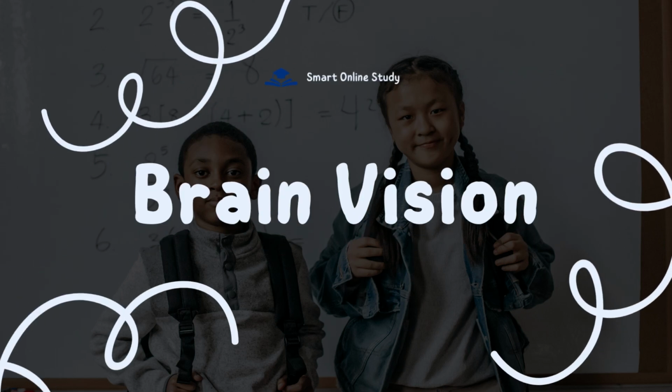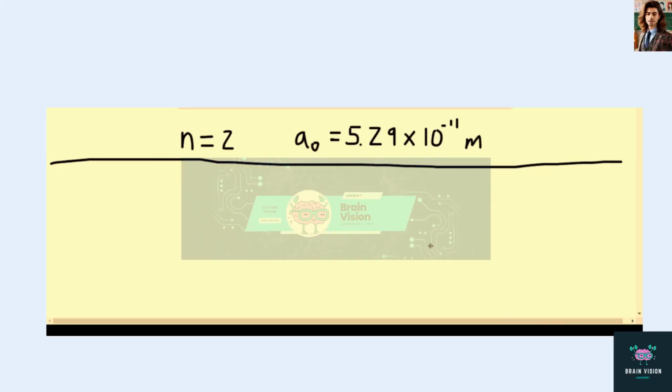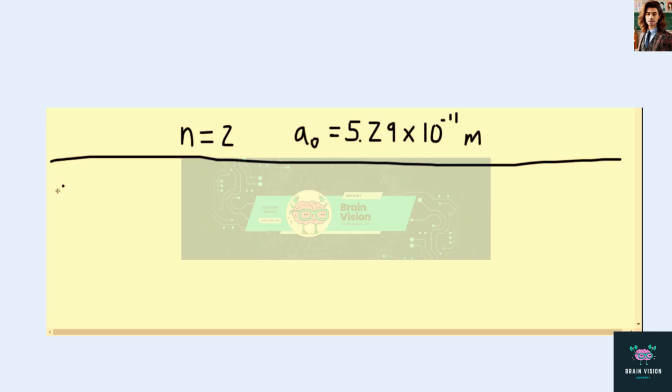Welcome to Brain Vision. We have a hydrogen atom in the n equals 2 excited state, and we're asked to find the radius of the electron in that state. To do this, we're going to use the Bohr radius, a naught, which is the radius of the electron in the ground state, 5.29 times 10 to the minus 11 meters. The radius of the electron in a different excited state, n, is n squared times the Bohr radius.